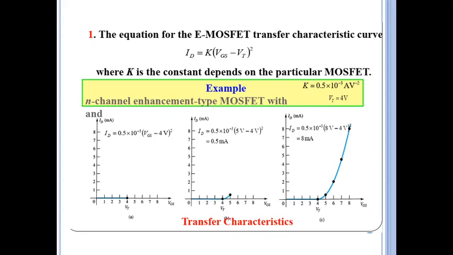So this is the example in the slide show. If you are given a K constant, you can plot the transfer characteristic of an E-MOSFET. For example, the K is given as 0.5 times 10 to the power of minus 3. The unit for the K is ampere per volt squared.